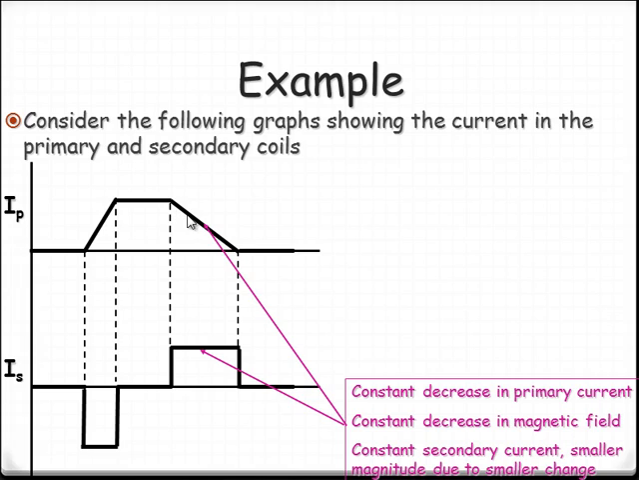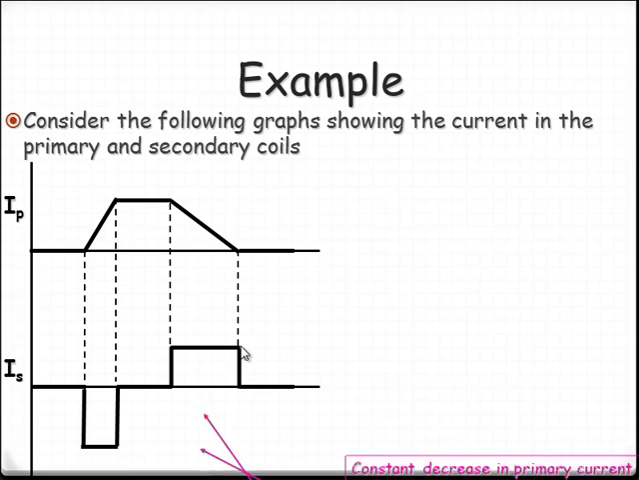We now get a decrease in the current. There's a constant decrease, so we get a constant change in magnetic field, and therefore we get a constant current output. Notice here that the gradient is less, so the actual magnitude is going to be smaller. Then we get this last point here where we have constant or 0 current and 0 current output again.